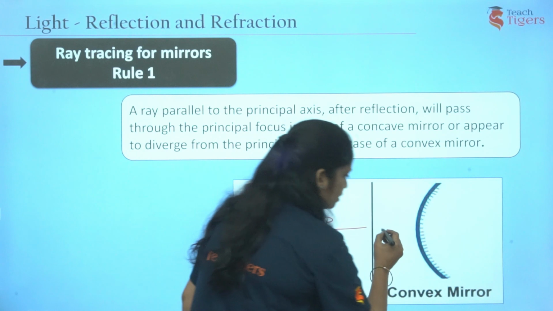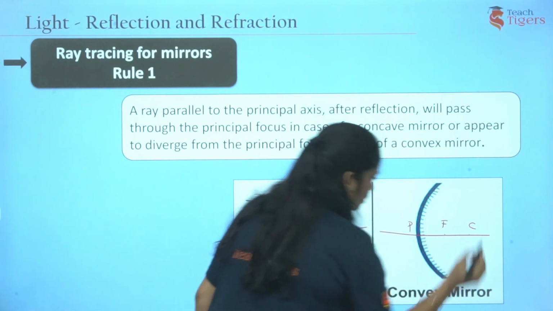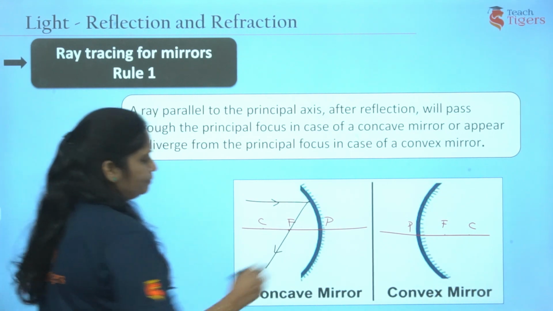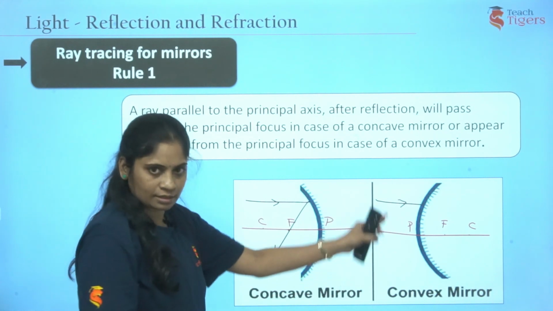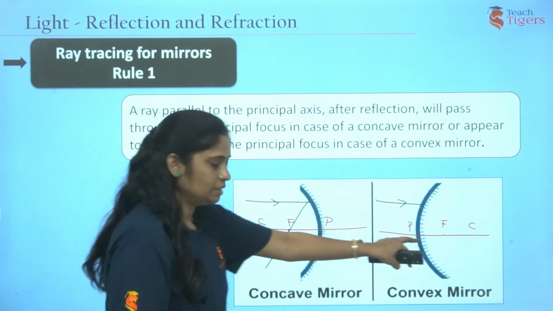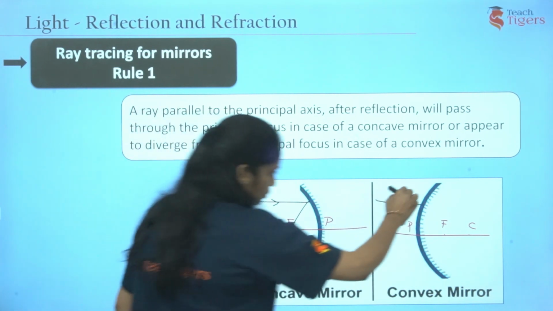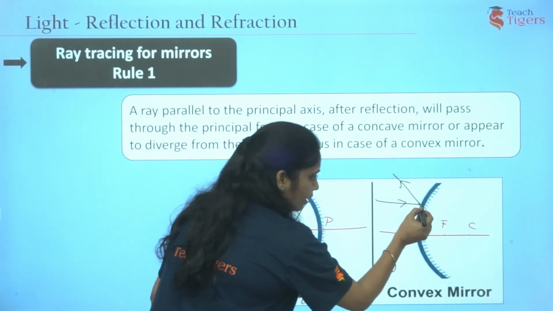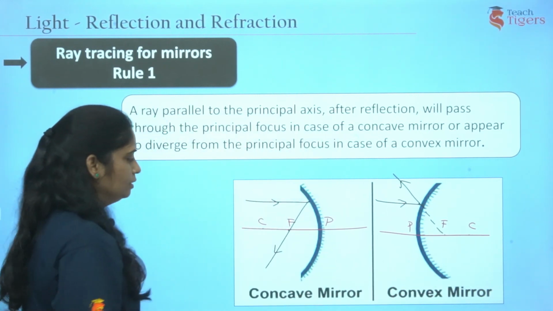For a convex mirror, if you see, this is the pole, this becomes the center of curvature, this is the focus. Now if a ray is incident, what does the first rule say? If a ray is incident parallel to the principal axis of the curved mirror, what happens? It reflects and passes through the focus. But here this is a virtual focus, the ray cannot pass through the focus, so where does it go? It just reflects back, and this is a diverging mirror and it appears as if it is coming from the focus. Very simple, is it?